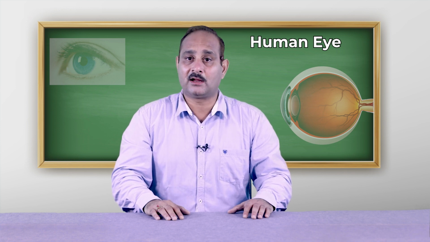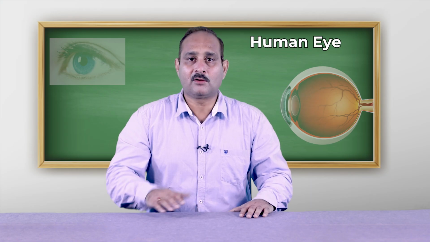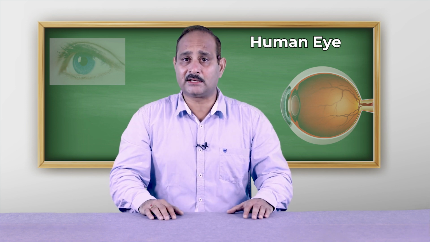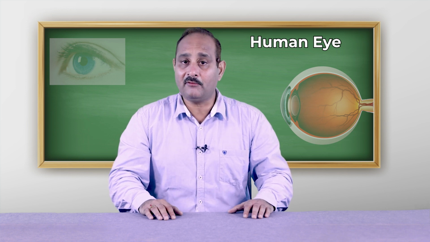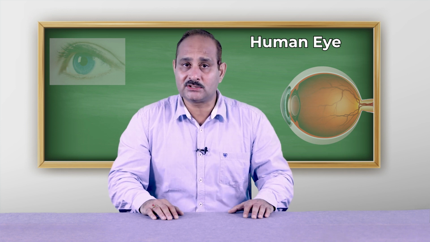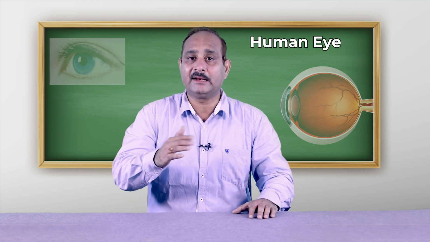The question states that a person could not see nearer than 50 centimeter, that is, his near point recedes away. Now, we have to tell the nature of the correcting lens and the power of the correcting lens. Here, what we will understand is that the person could not read a book placed at 25 centimeter away from him. Now, the correcting lens makes an image of the book at 50 centimeter so that he can read it.